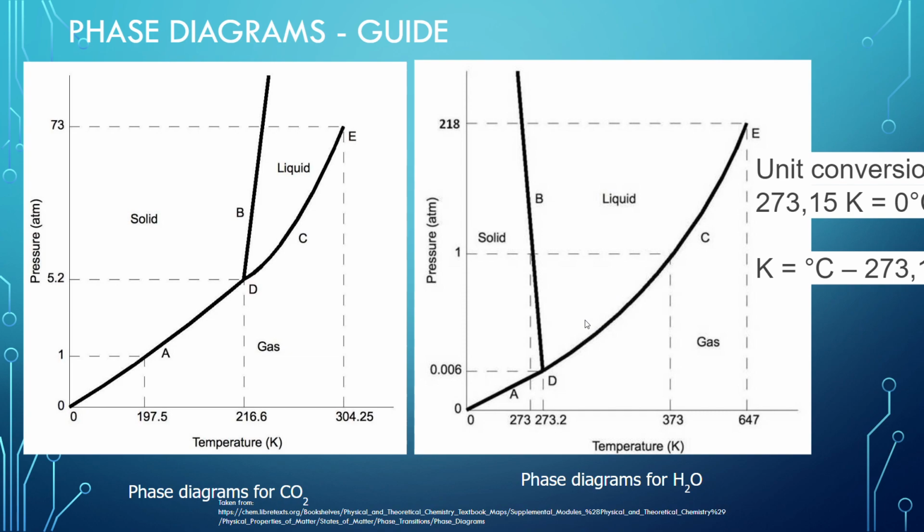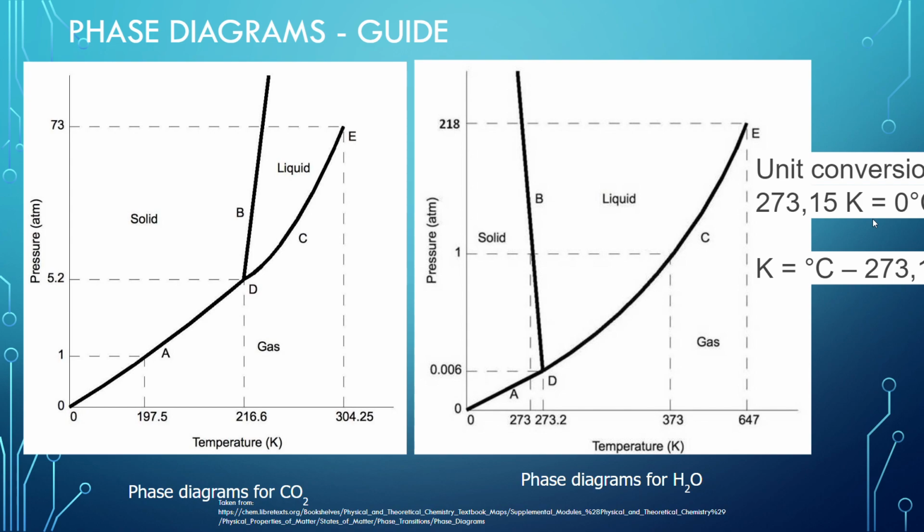So here we have the phase diagrams for CO2, carbon dioxide, and for water. As you can see, down here we have the temperature. In this case, it's not in Celsius degrees, it's in Kelvin degrees. To convert from Kelvin to Celsius, it's very easy. You only have to subtract 273.15. So for example, if you have 273.15 degrees Kelvin, that would be 0 degrees Celsius.